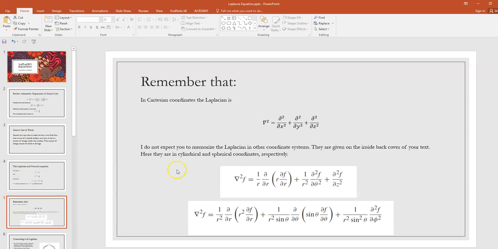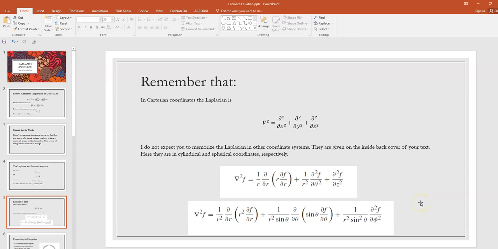So in cylindrical and in spherical coordinates, cylindrical is top here, del squared, and this is just as applied to any random function, which is called f here. But del squared f is equal to 1 over r, partial with respect to r times r partial f, plus 1 over r squared, partial squared f with respect to theta squared, plus partial squared f with respect to z squared. So that's cylindrical coordinates. And then spherical coordinates is down here at the bottom. And we'll do an example with spherical coordinates in just a second.